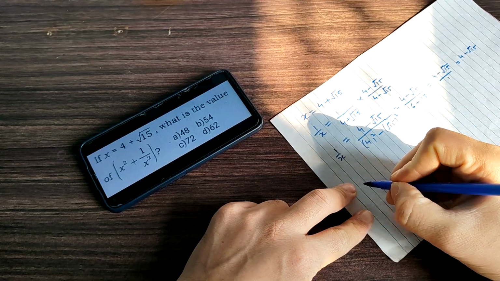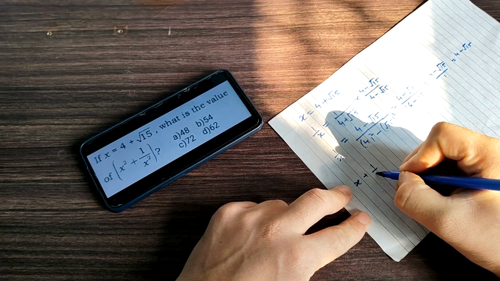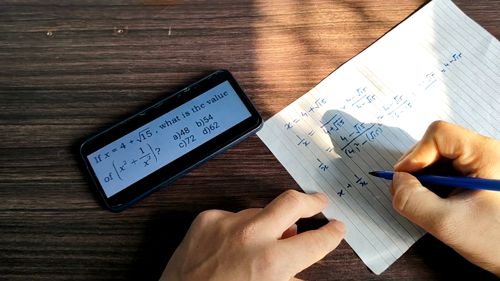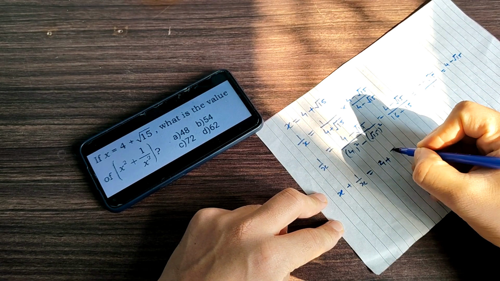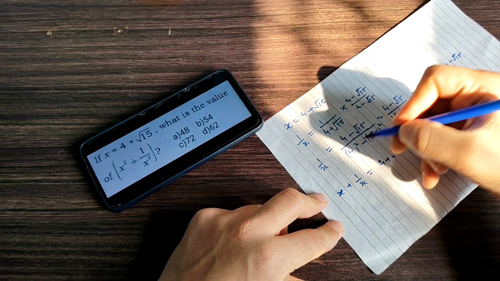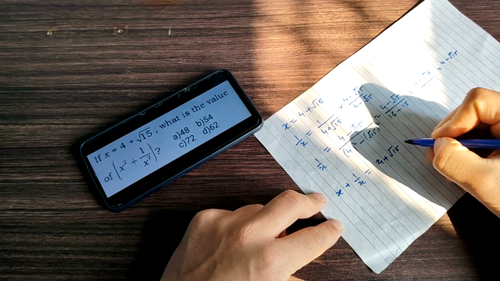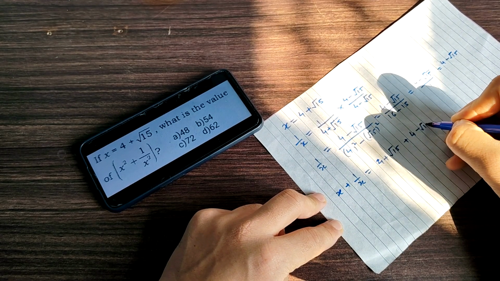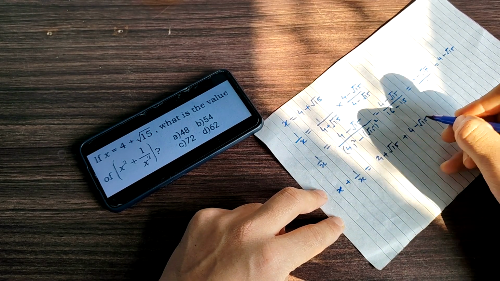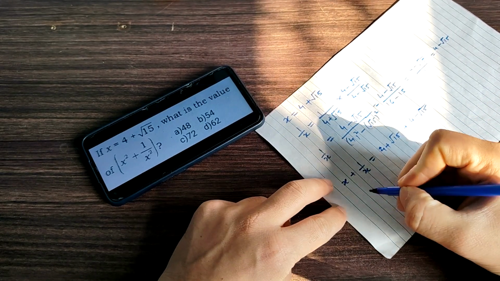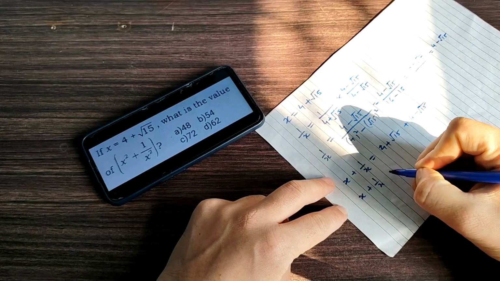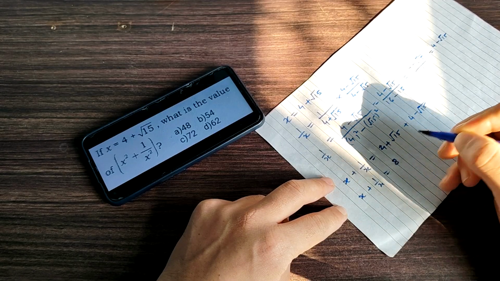Now simply add x plus 1 by x. You can see the value of x is 4 plus root of 15 and the value of 1 by x is 4 minus root of 15. So root 15 will cancel out, and you will get x plus 1 by x equal to 8.